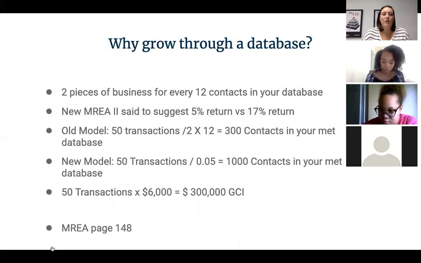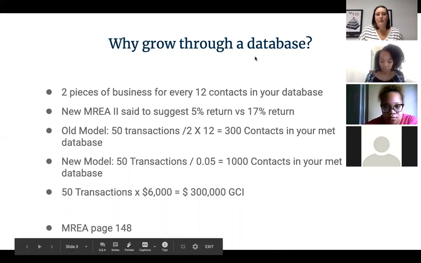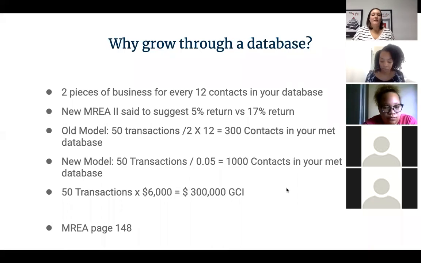The new Millionaire Real Estate Agent 2 that is in the works right now, one second, somebody's joining, suggests that you're going to get a 5% return versus a 17% return, which is not that great, but it kind of goes with the culture of being more internet lead based, more people online. So it's going to take more to solidify these relationships.